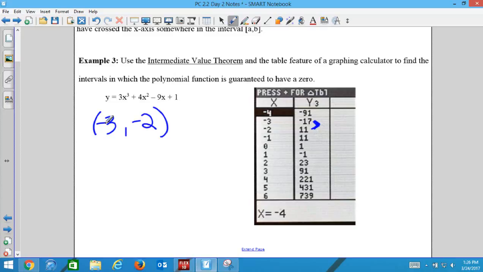The next interval where there's a sign change on the y is where? The y's are going from 1 to -1, so the x's are 0 to 1. Are there any other sign changes for the y's? From -1 to 23 right here. So the x's would be from 1 to 2. So it tells us there's possibly 3 zeros. And some of you already hit graph and saw that there's 3 zeros. So that's all you have to do, is look on your table.